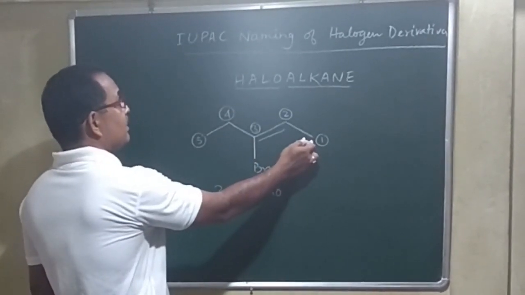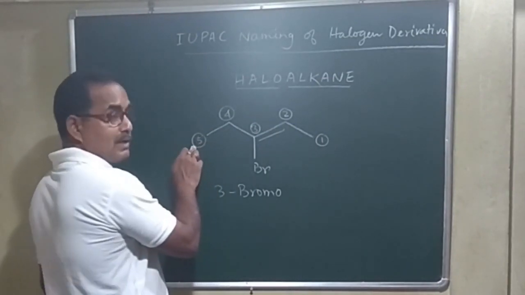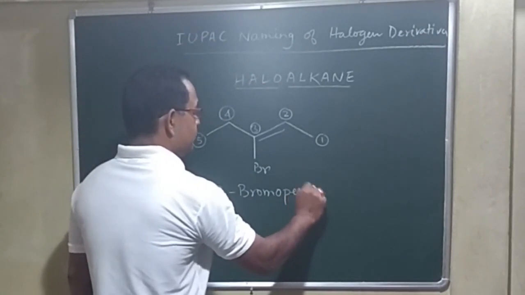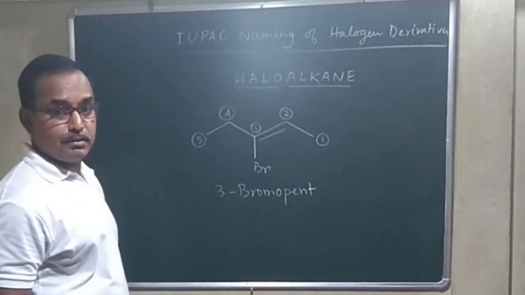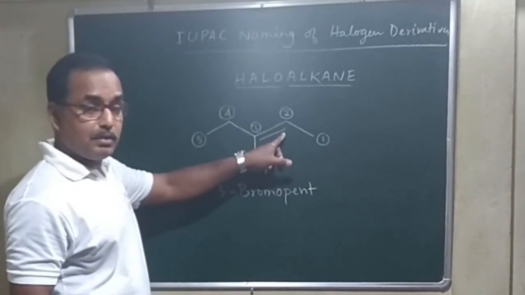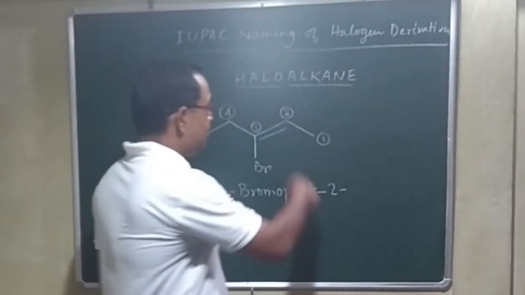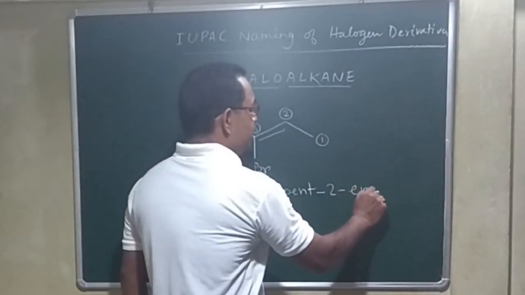What is the parent hydrocarbon? The parent hydrocarbon contains 5 carbons. So 3-bromopent. What is the position of the double bond? 2. So pent-2. Finally, -ene.